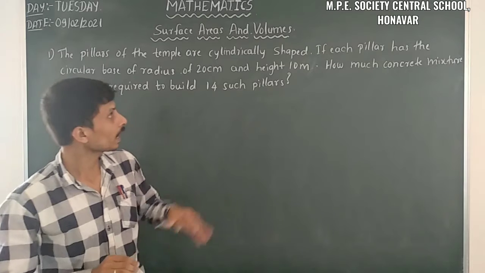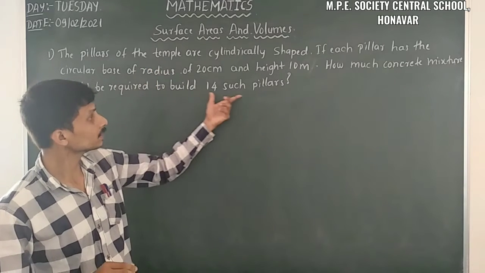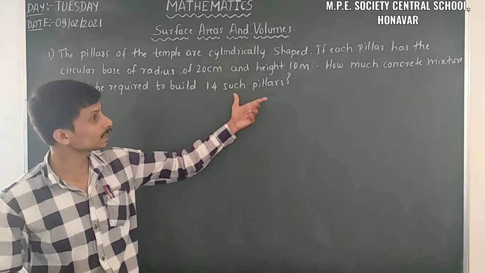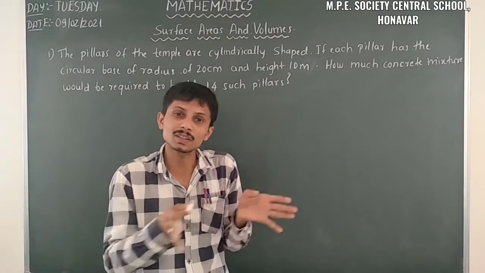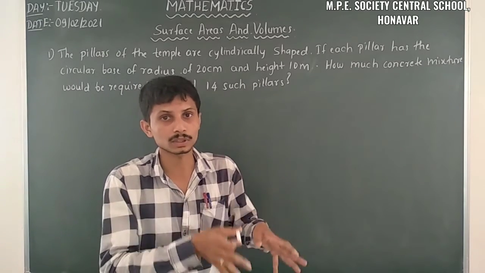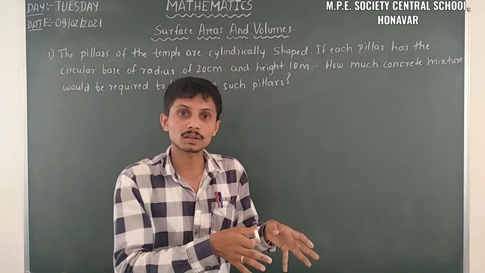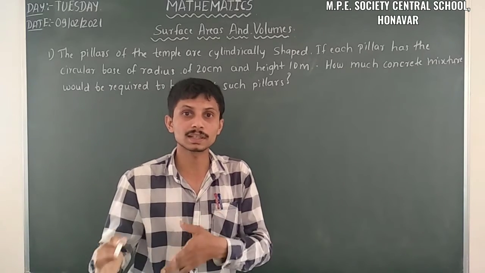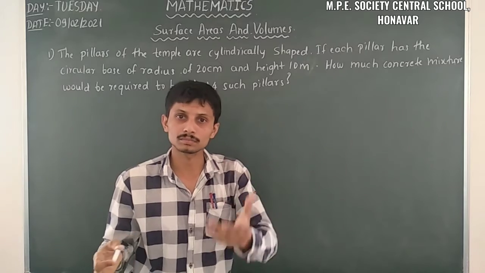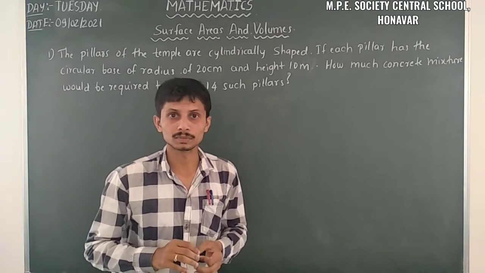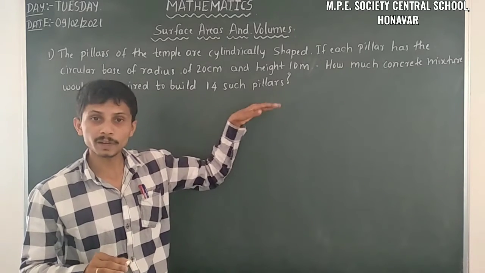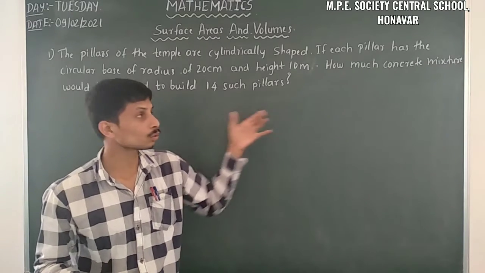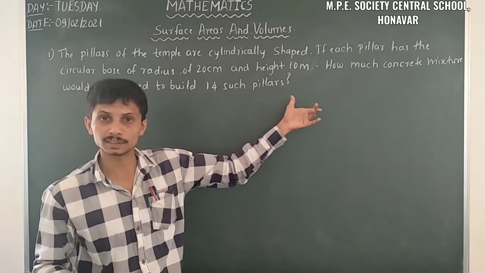Just observe, there are 14 such pillars. The concrete mixture is liquid in form. Consider it as a liquid. Before we build the cylindrical pillars, it is in liquid form. So here we have to find the complete volume of the concrete mixture to construct these 14 pillars.